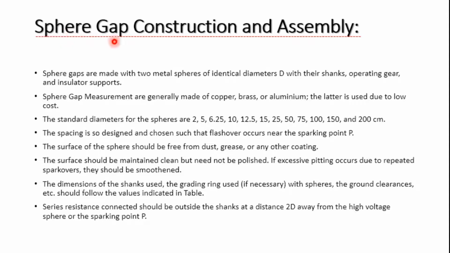Then coming to the construction and the assembly. Sphere gaps are made with two identical metal spheres of diameter d, with their shanks, operating gears and insulating supports. Generally the spheres are made of copper, brass or aluminum, and the latter is used due to its lower cost. The standard diameters of the spheres are 2, 5, 6.25, 10, 12.5, 15, 25, 50, 75, 100, 150 and 200 centimeters.